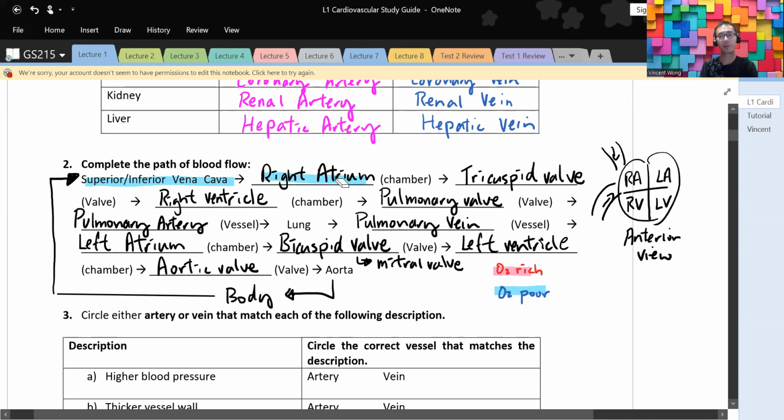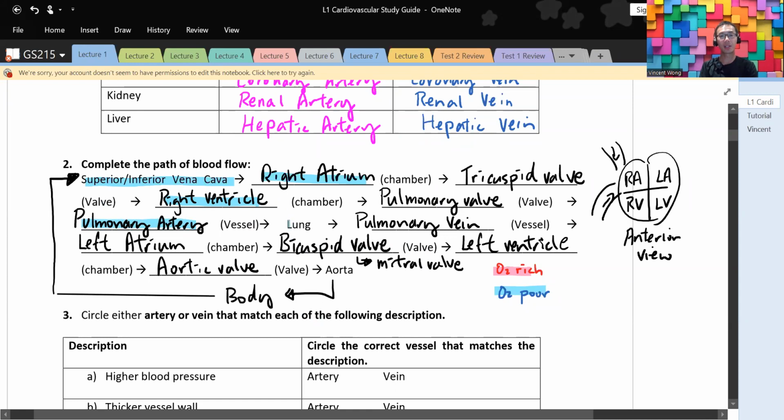Okay, so right atrium is going to be oxygen poor. Tricuspid valve is just a valve, so it's not going to have any blood going in it. It's going to be going through it, right? So we're not going to highlight that. The right atrium is going to be oxygen poor. Okay, another valve, and pulmonary artery is going to be oxygen poor.